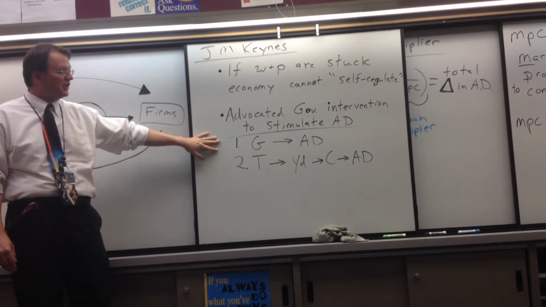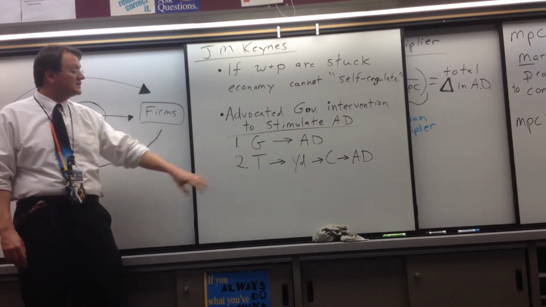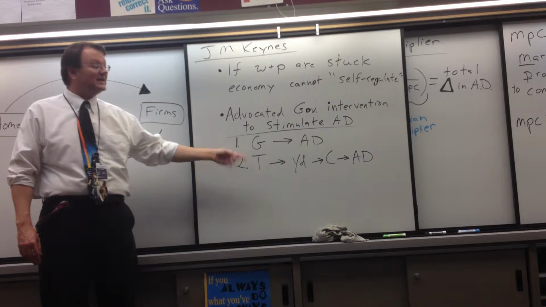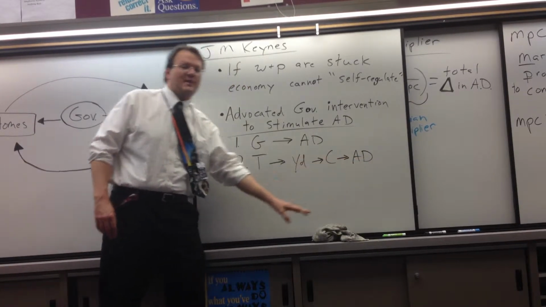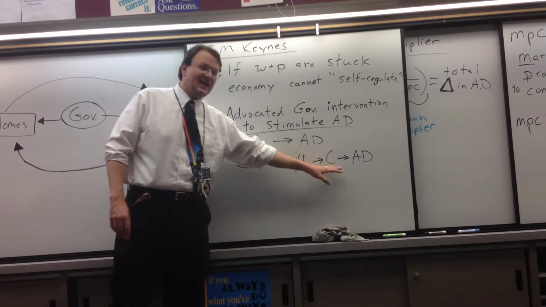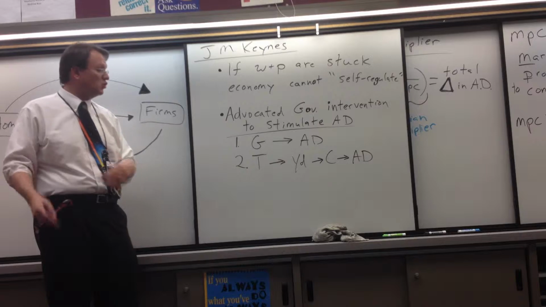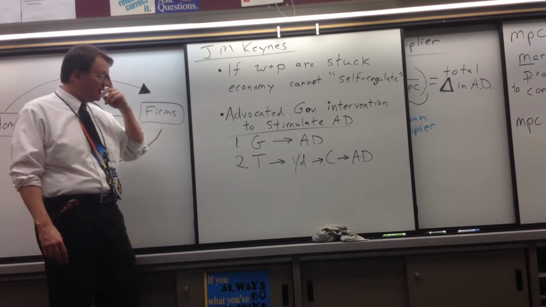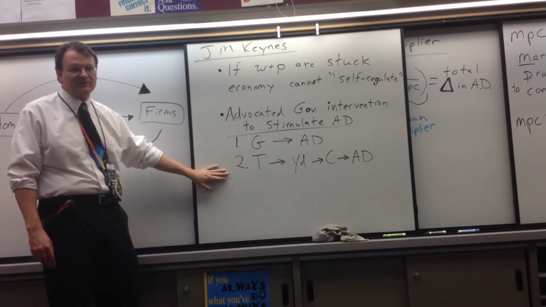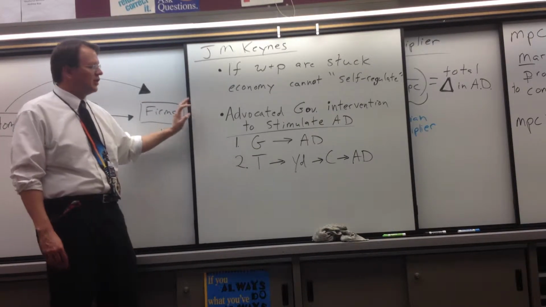First of all, a change in government spending, which directly affects aggregate demand. The second thing is a change in taxes, which can indirectly affect aggregate demand by first changing people's disposable income and then changing people's consumption. So the government has two big tools to change the economy: spending and taxes. And that's what governments do, tax and spend. That's the biggest way they can influence the economy.